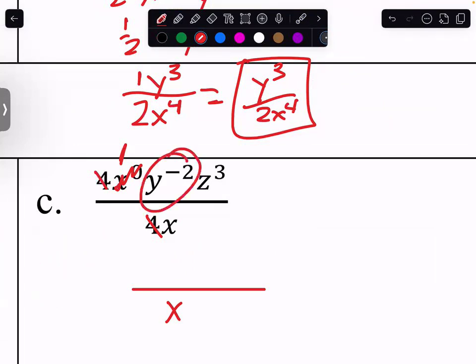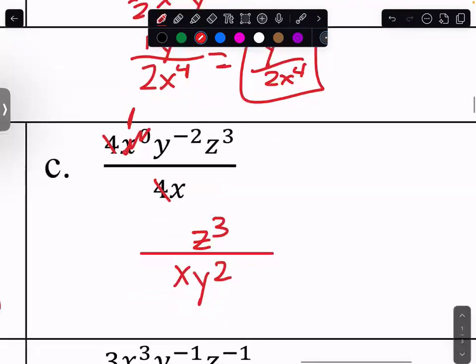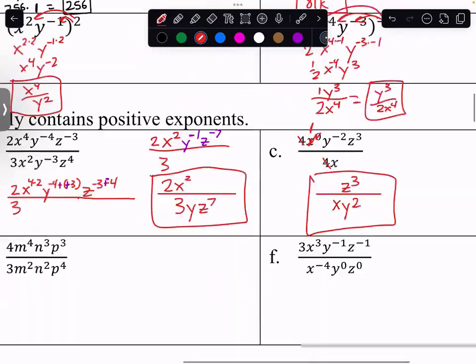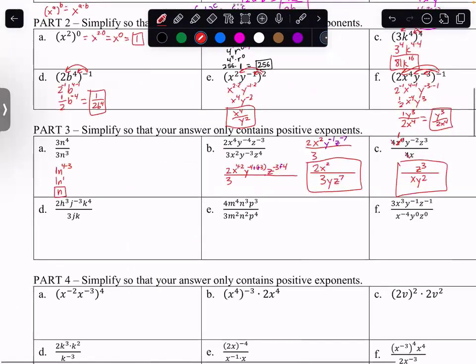The y to the -2nd power up in the numerator, that moves down and becomes y to the +2nd. And the z to the 3rd is already positive. There's no z's down here to affect it, so it stays up in the numerator. Okay, so yeah, final answer, z cubed over xy squared. Letter D.